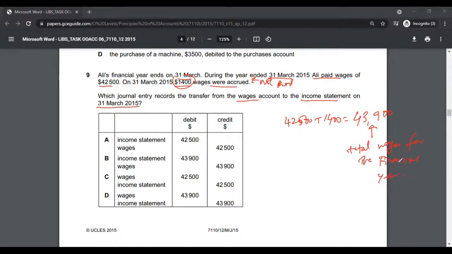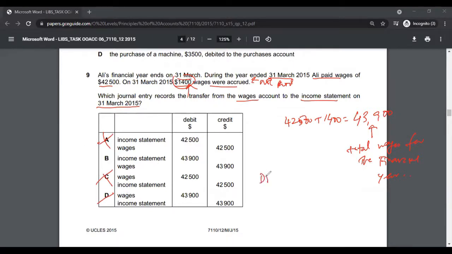So these would be the total wages for the financial year. Because we follow accrual accounting, $1,400 is a current year expense. This should have been paid. So the total wages would be 43,900. So we will search for 43. Okay, so you can eliminate option A and option C. You can keep option B and D, and let's see.